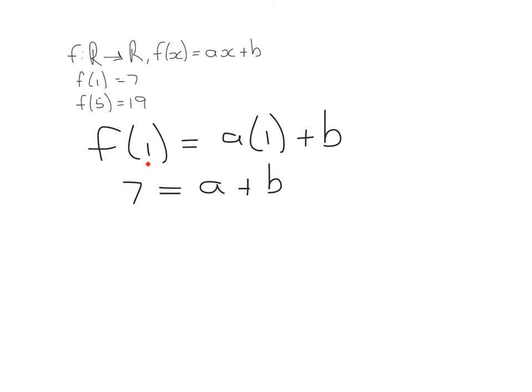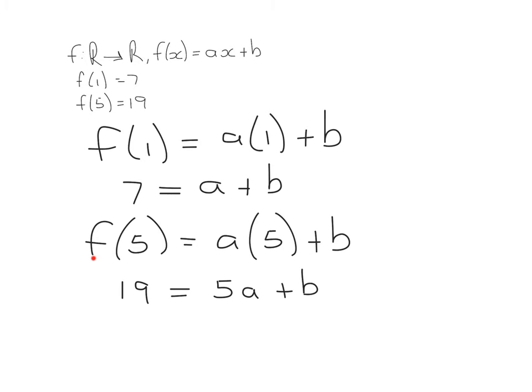We know that the bracketed 1 is what takes the place of the x, so that sits in place of the x over here. Now, we also knew from the original information that f at 1 equaled 7, so I can change this left-hand side to become 7. We know that a times 1 just equals a, and the b hasn't been affected, so 7 equals a plus b.